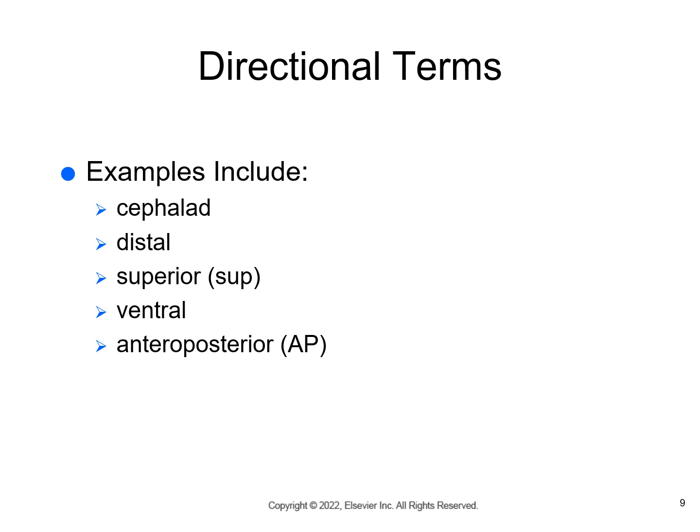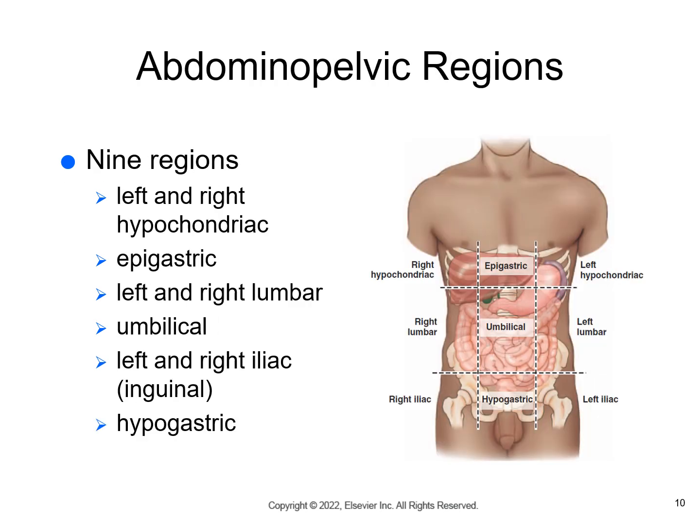Superior means pertaining to above. Ventral means pertaining to the belly or the front. Anterior posterior is pertaining to the front and to the back, and a lot of times this is used as a reference to the positioning to perform certain radiographic x-rays and so forth, and the common abbreviation here is also AP. In this slide we have the abdominal pelvic regions.